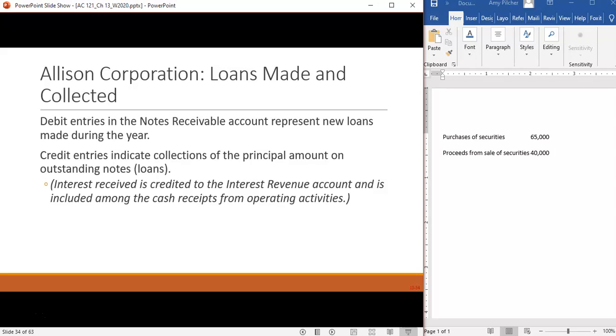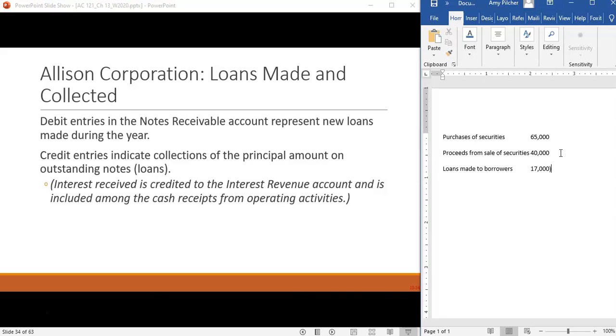Then we're going to look at our notes receivable account and see any changes we have in it. So we have new loans made during the year. We have collections that we received from them, and the interest received we put in operating activities. So we're only going to look at the loans portion. We have loans made to borrowers. Those are our notes receivable of $17,000.